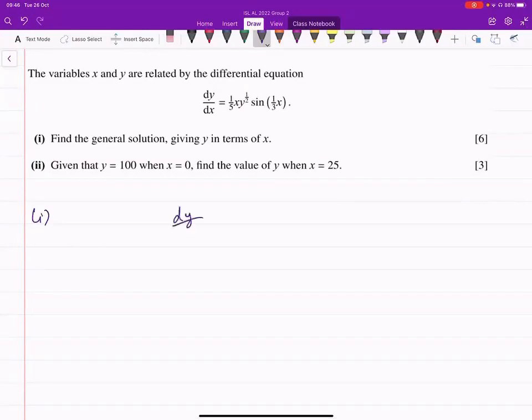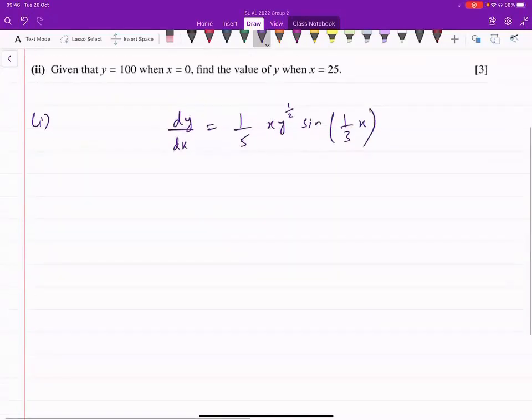You've got dy over dx equals 1/5 xy whole raised to power 1/2, xy raised to power 1/2 into sine of 1/3x. अब क्या करें, सबसे पहला काम क्या करना है, वेरिएबल्स को सेपरेट करना है। Let's do that. We get 5 over y raised to power 1/2.